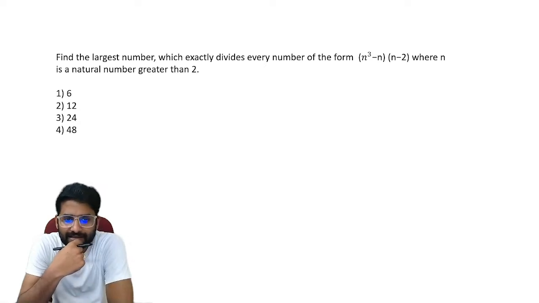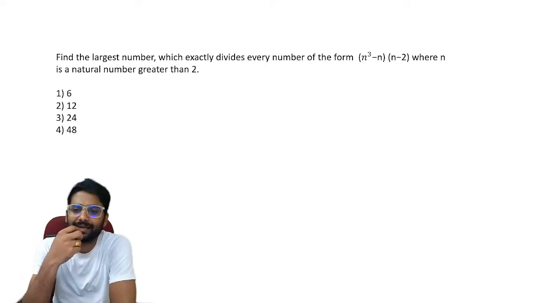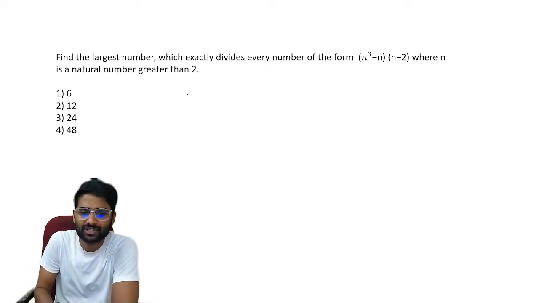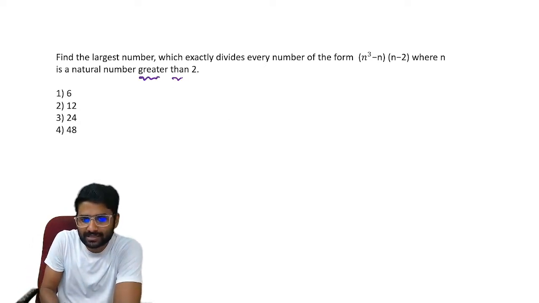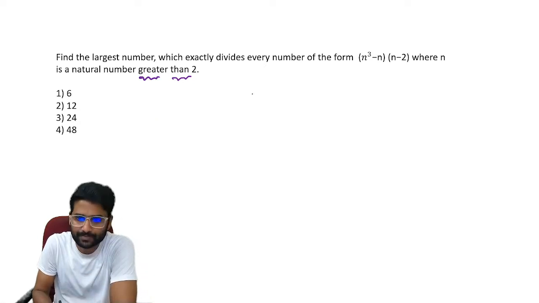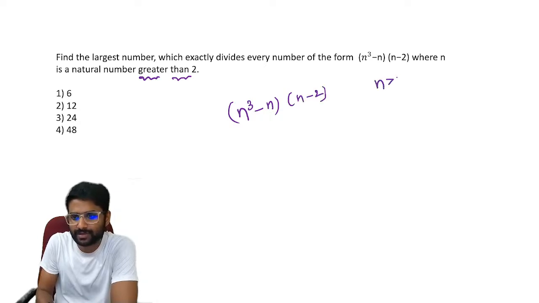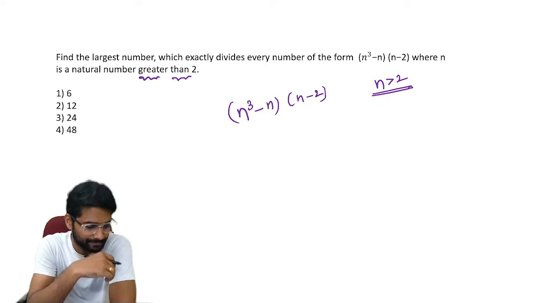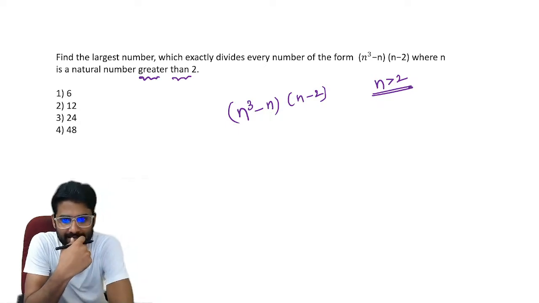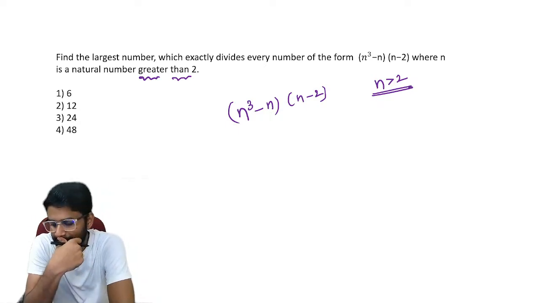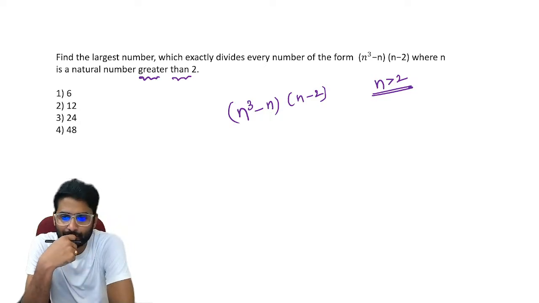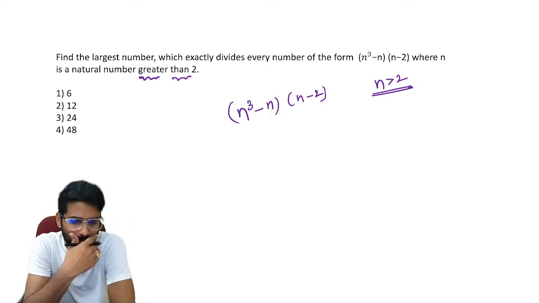Now here the question. Find the largest number which exactly divides every number of the form n cube minus n into n minus 2, where n is a natural number and you have to consider that n is greater than 2. So what is that largest number? What is the largest number which exactly divides n cube minus n into n minus 2?